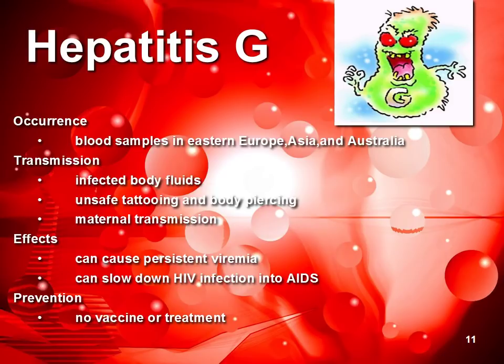The occurrence has been detected and reported in blood samples in Eastern Europe, Asia, and Australia. Transmission occurs when tainted injectable drugs, tainted blood, organs, or tissues are received, or when unsafe tattooing or body piercing occurs. It can be passed from mother to child during the birth process, but exact rates of transmission are not known at this time.